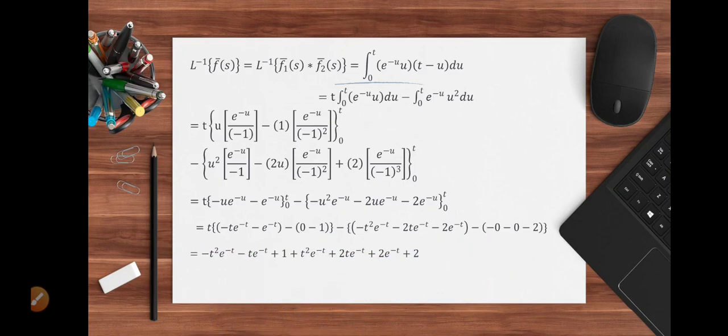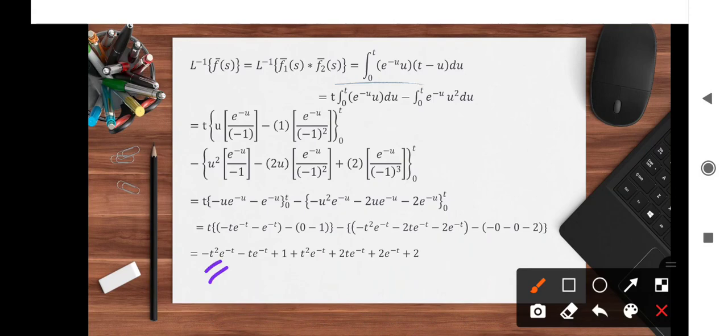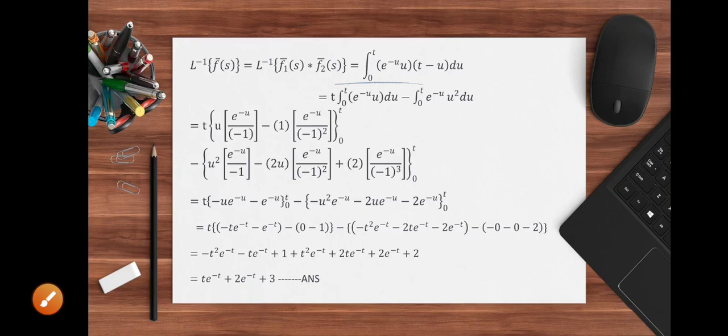On simplification, after removing the brackets, you get the terms like this. Here the first term and the fourth term are the same with opposite sign, so they get cancelled. The second term and the fifth term are similar, so you can add or subtract them. So the final result is t e raised to minus t plus 2 e raised to minus t plus 3 as an answer, which is the required inverse Laplace transform of the given function of s, 1 upon s square into (s plus 1) whole square.